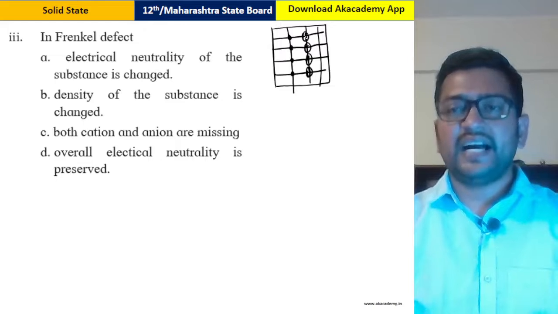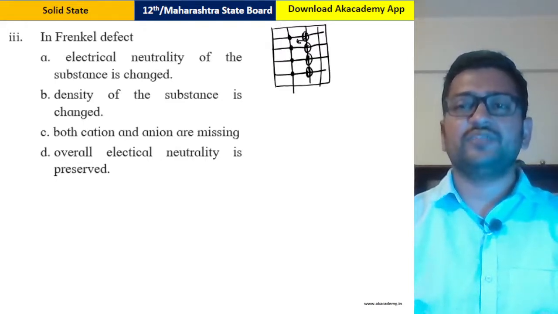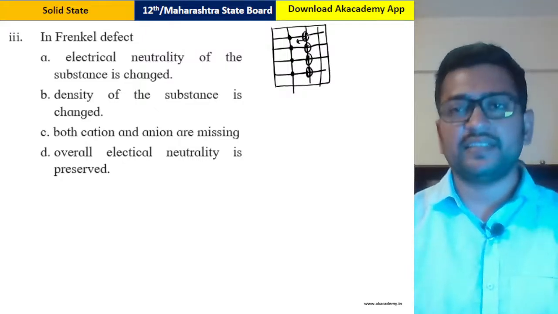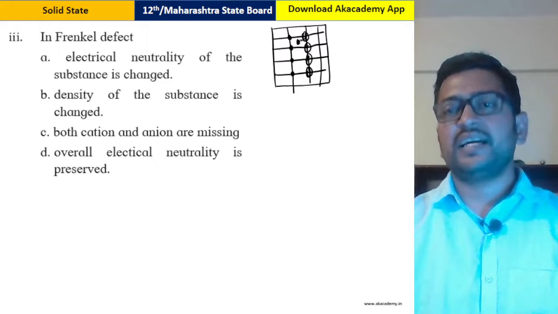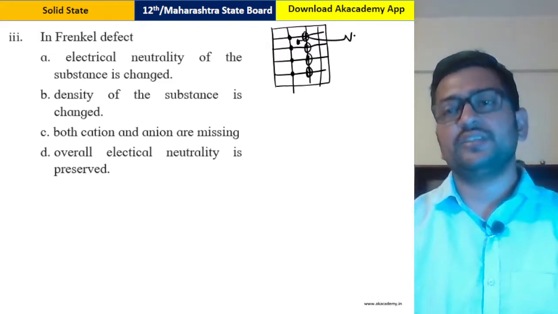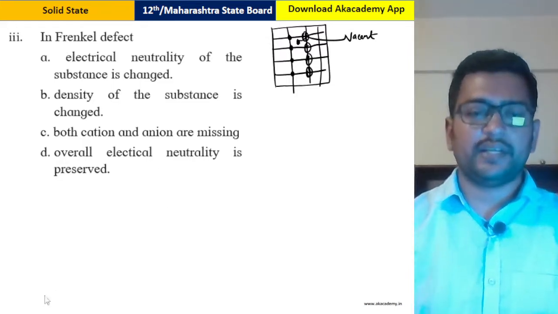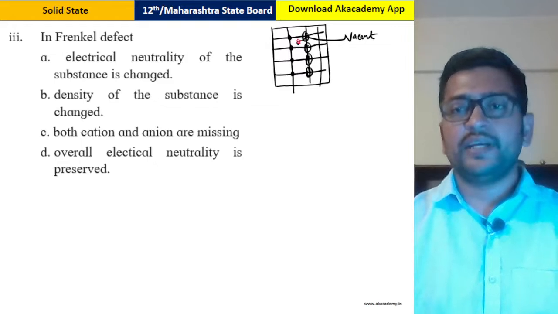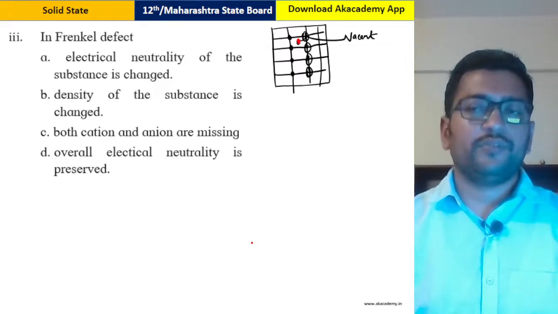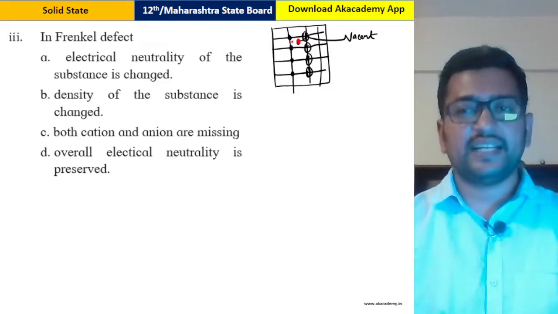If any ion leaves its site and occupies the interstitial site, so this is your interstitial site, it is leaving from its own position and coming over here. If it comes over here, this will become vacant. So this position is vacant now, and this particular ion is present over here. I'm marking it with red color so that you can understand it. So here, the one ion, let's say any cation or anion, is present at this site.